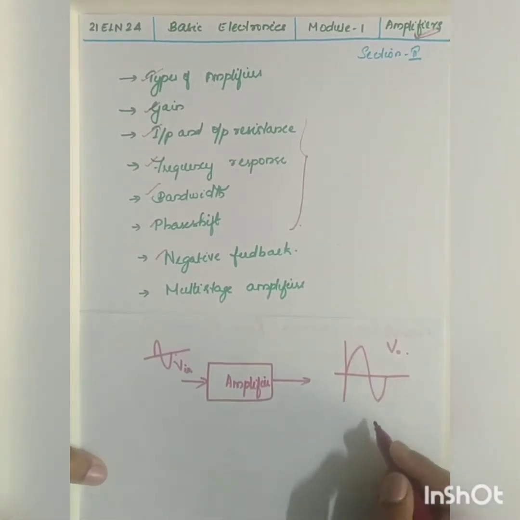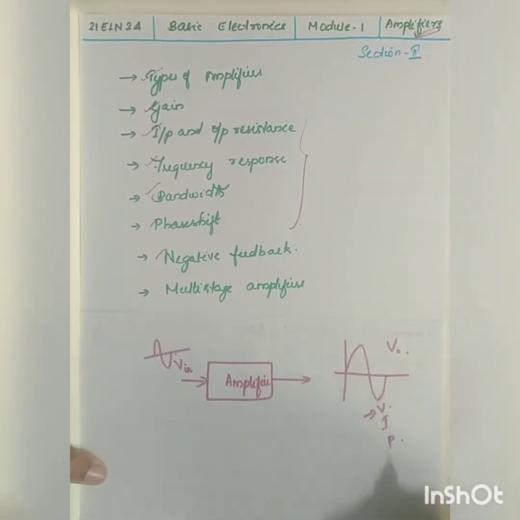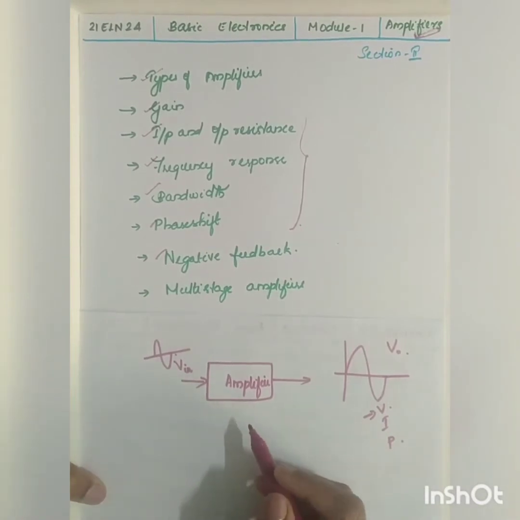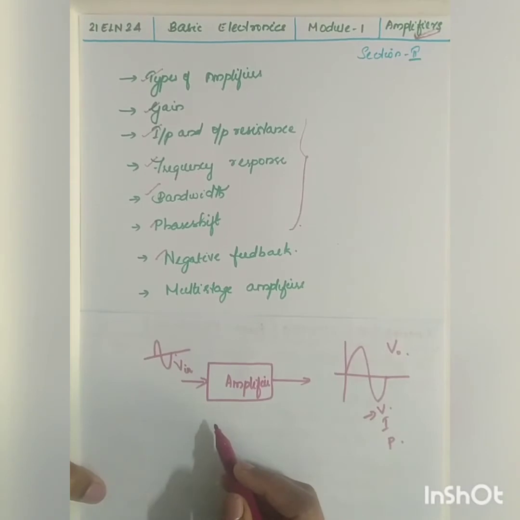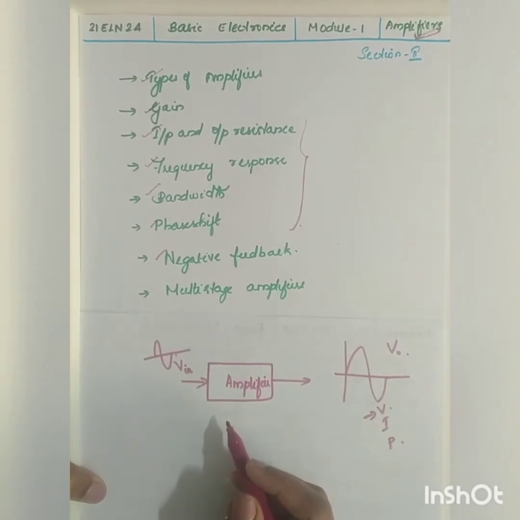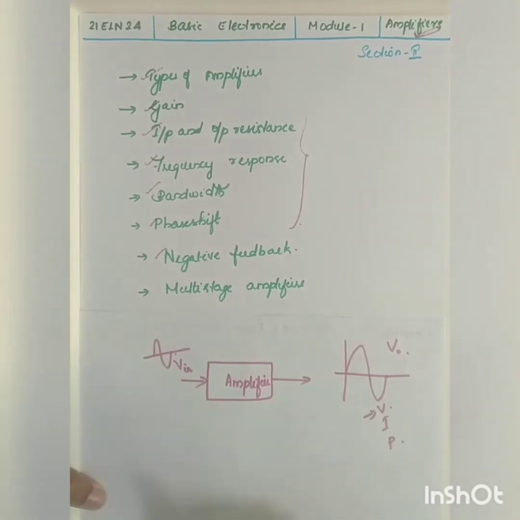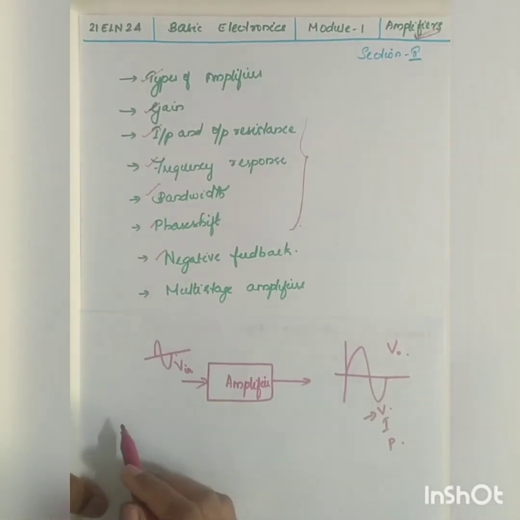What does it strengthen? It strengthens the voltage, current and power. This is called an amplifier. Imagine that a person wants to convey a message in a classroom, his or her sound is okay. But if the person has to convey the message in an auditorium, then the sound has to be strengthened, right? Or it has to be amplified. That is called amplification, strengthening of the input signal.